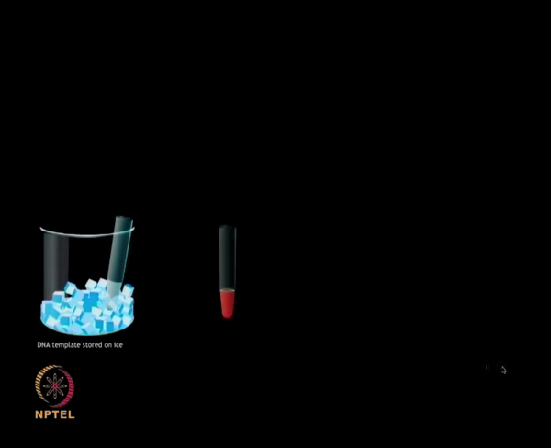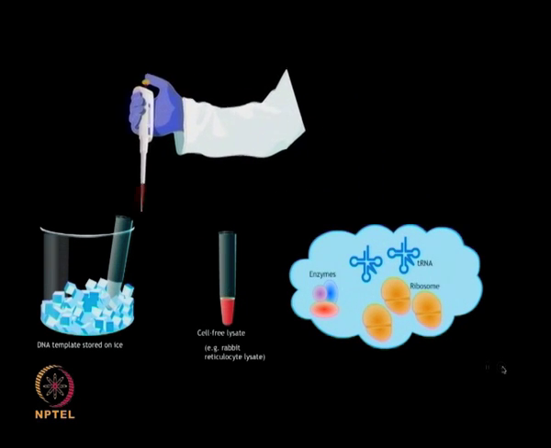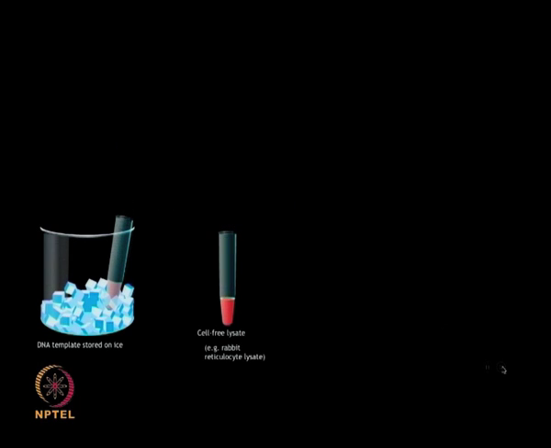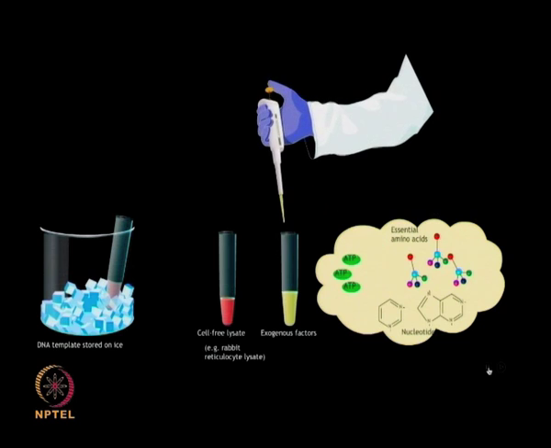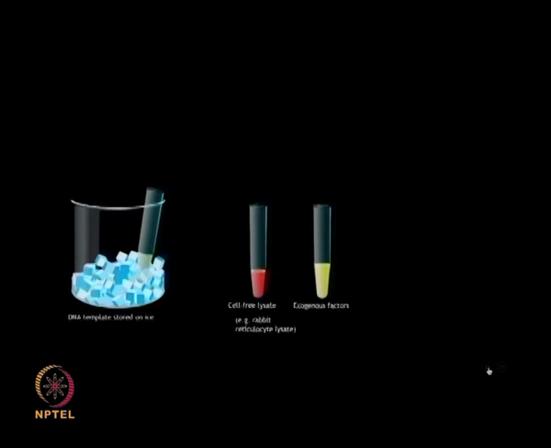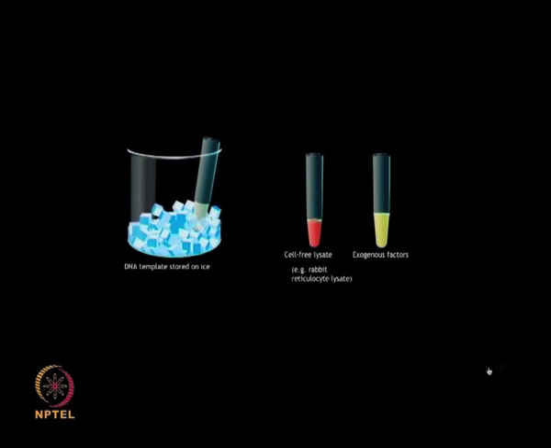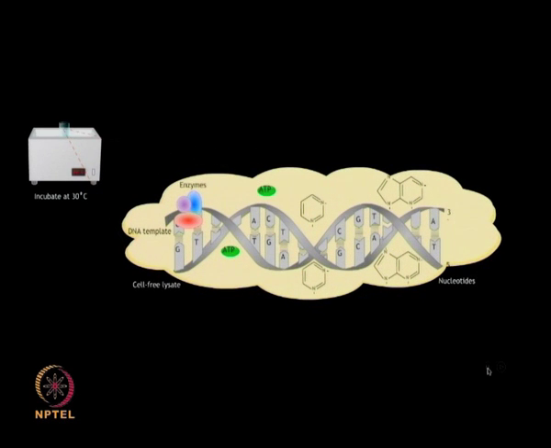The thawed cell-free lysate containing the essential cellular machinery for protein synthesis is added to the DNA template, followed by other exogenous factors that are required for the process, such as essential amino acids, nucleotides, ATP, etc. All these are done while storing the template on ice to ensure that there is no loss of activity. The tube containing all the required components is then incubated at 30 degrees centigrade.